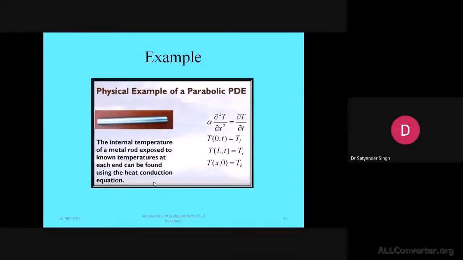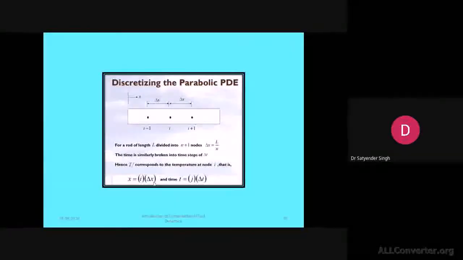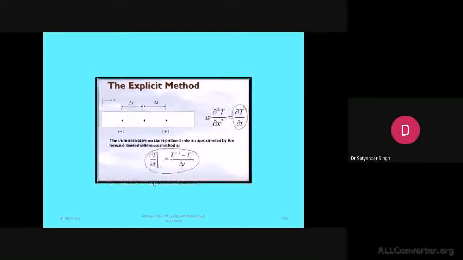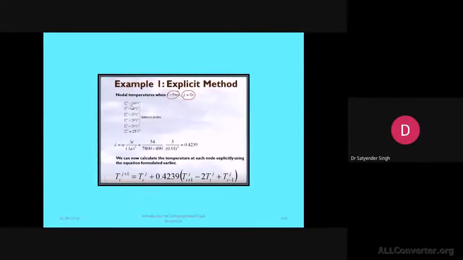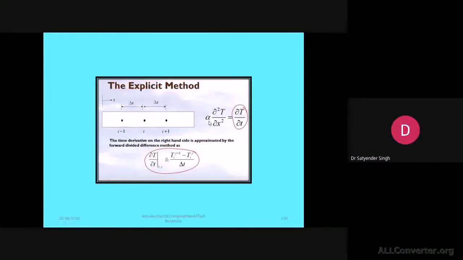So to give you a better understanding of all this, I am taking the case of a bar, which I have mentioned many times. Let's say the bar is at 100 degrees Celsius on its left side, and at this side it is at 25 degrees Celsius, and initially everywhere it is at 20 degrees Celsius. And we are taking the one-dimensional heat conduction equation or diffusion equation.